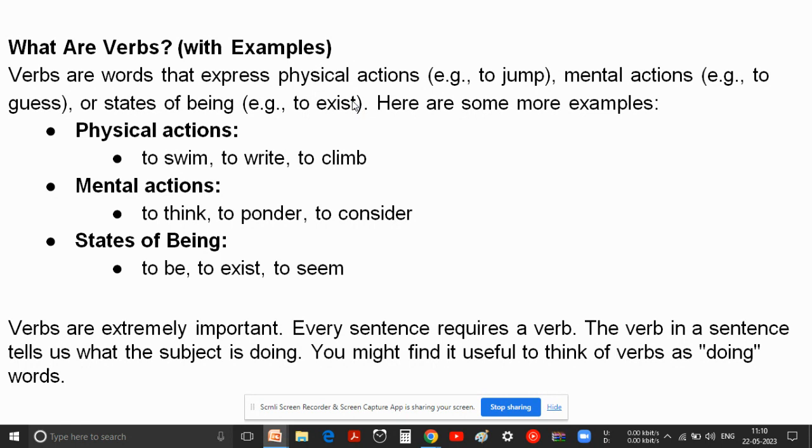Verbs are extremely important. Every sentence requires a verb. The verb in a sentence tells us what the subject is doing. You might find it useful to think of verbs as doing verbs.